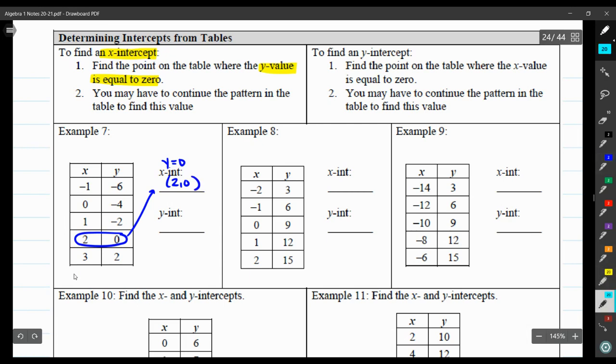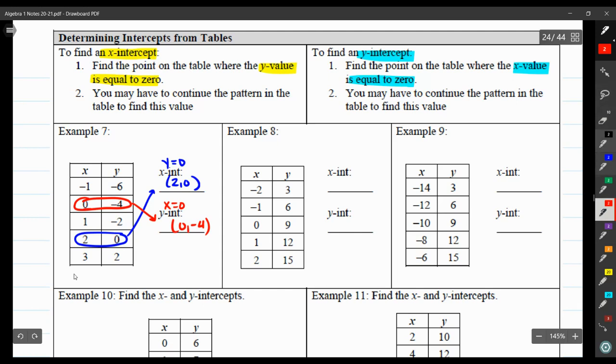Now for a y-intercept, we want to know where the x value is 0. It's kind of backwards. So we're going to scan the x this time. Here's where x is 0, so this must be the y-intercept, 0, -4. Now for number 8, we're going to use those same rules.